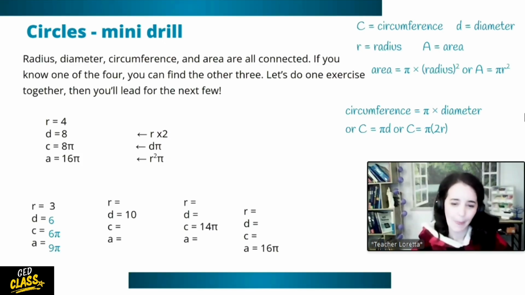Good. Then it would be 5, right? So notice, if you know the diameter, you can find the radius. Just cut the diameter in half. There we go. It's 5.